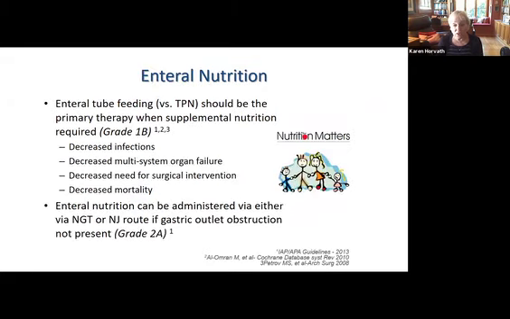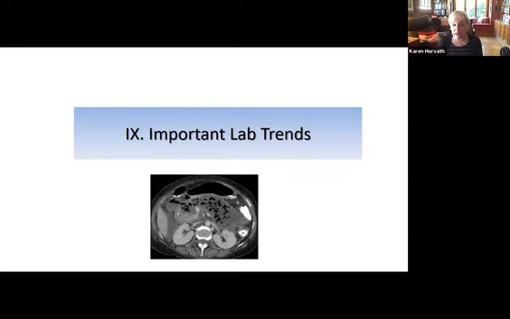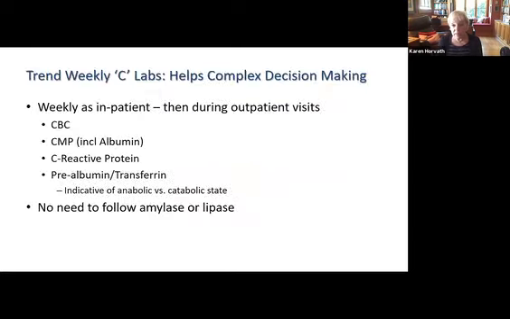So if you do need to assist with their nutrition, you should be using enteral tube feeding over TPN. There is very strong evidence to support this, many randomized controlled trials demonstrating decreased risk of infections, multi-system organ failure, and even mortality. And whether NG or NJ, either is fine if there's no gastric outlet obstruction and the patient is tolerating it. So finally, let's just touch on important lab trends in these patients.